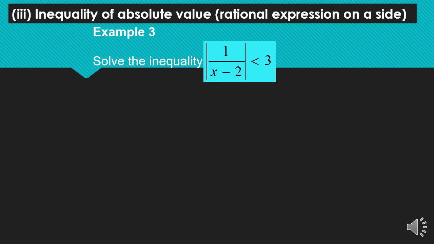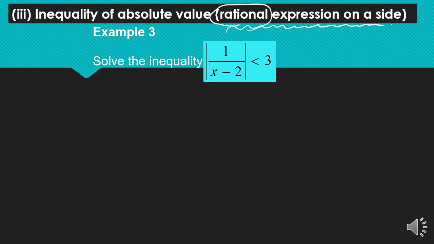Okay, so the second part of this lecture is to continue solving the inequality of absolute value for the rational expression on a side. So we are dealing with a rational expression on one side. So for example 3, solve the inequality of absolute 1 over x minus 2 less than 3. So what do you think we should do for this part?